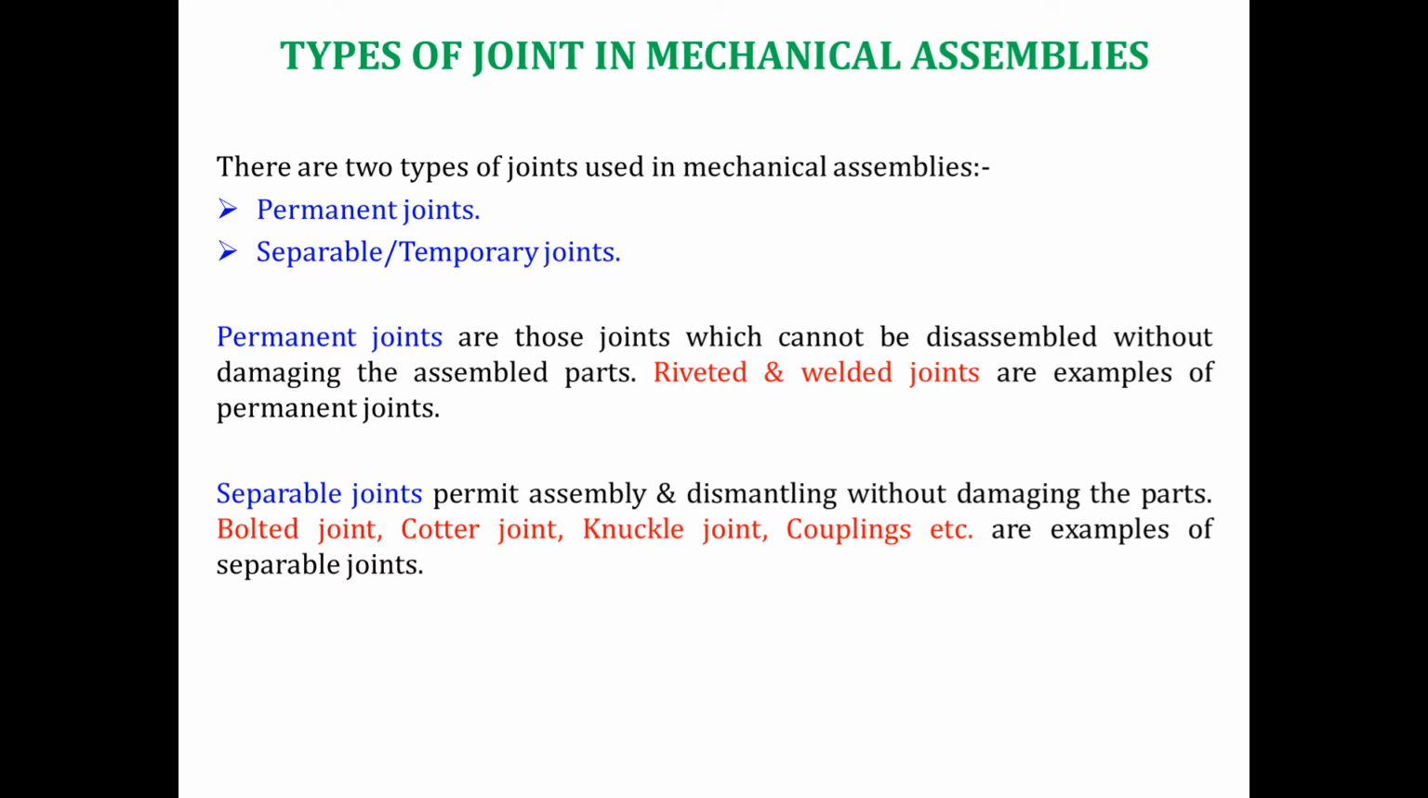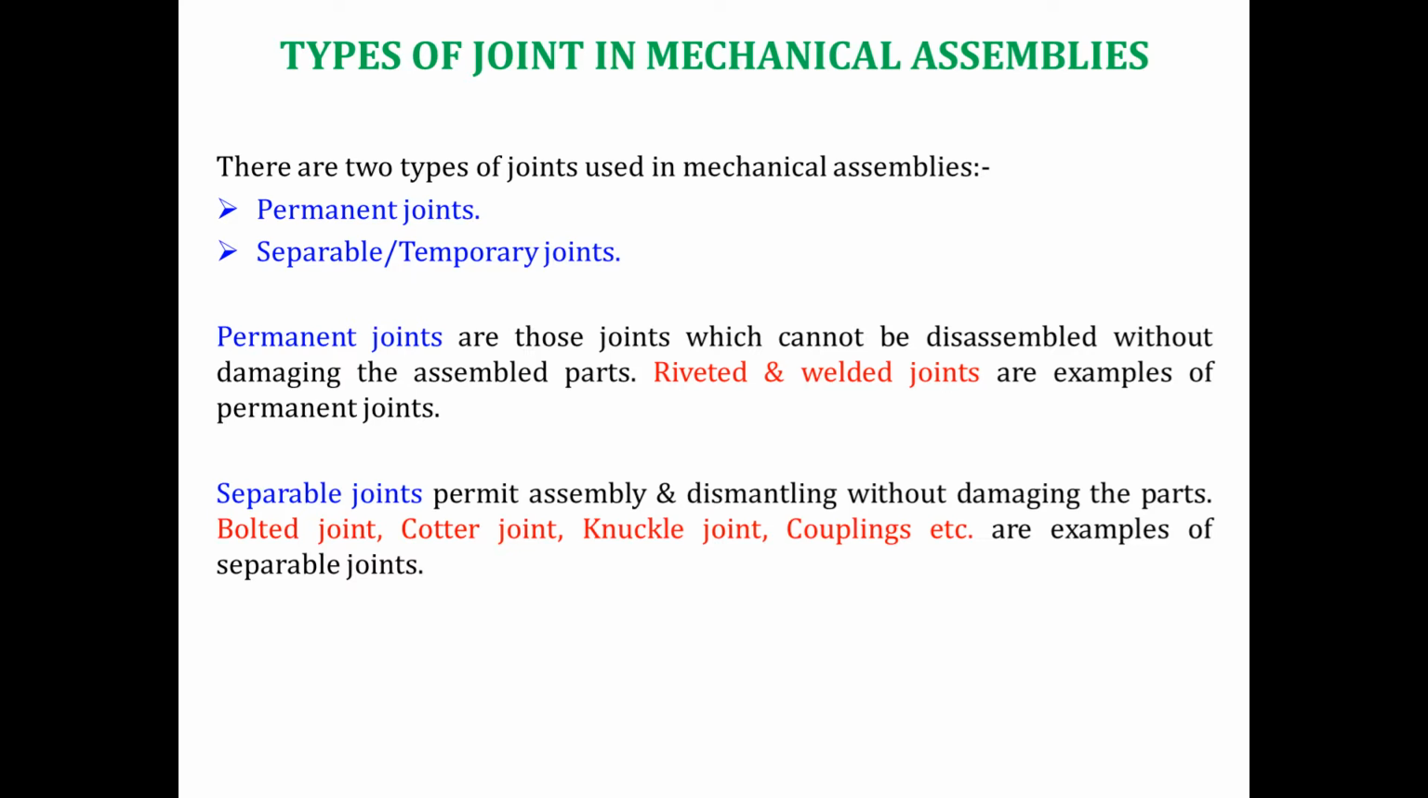For example, if I take the case of a cotter joint, I think you have studied in your previous classes that a cotter joint consists of many small parts. You can dismantle those small parts anytime during inspection, and you can assemble them anytime. So during assembling and dismantling, nowhere are you damaging the entire assembly.